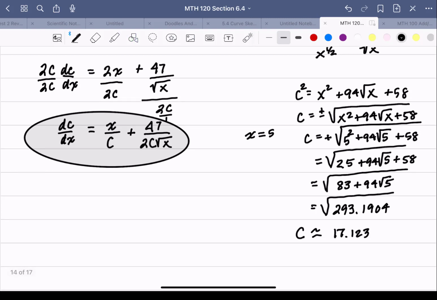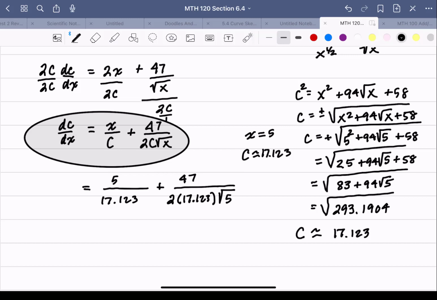So I'm going to place my X value of 5 and my C value of 17.123. So 5 divided by 17.123 plus 47 divided by 2 times 17.123 times the square root of 5, and yeah, it gets a little messy here. And so we're going to get an approximate value to 2 places.